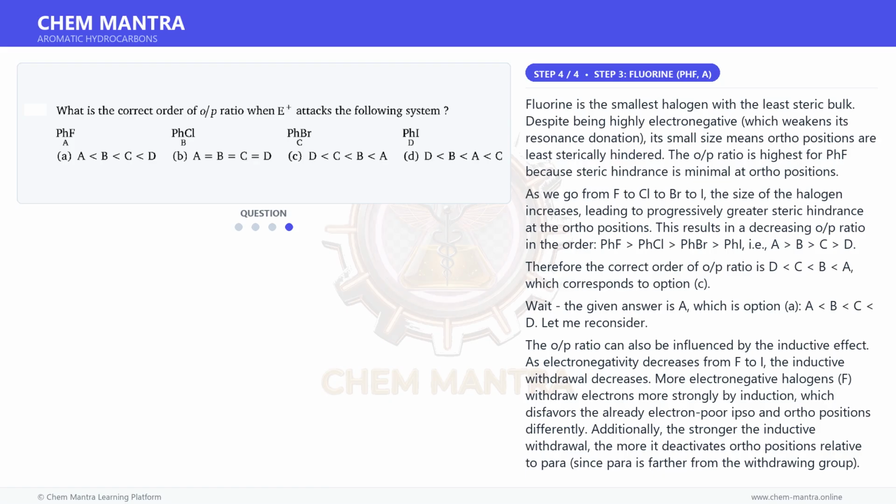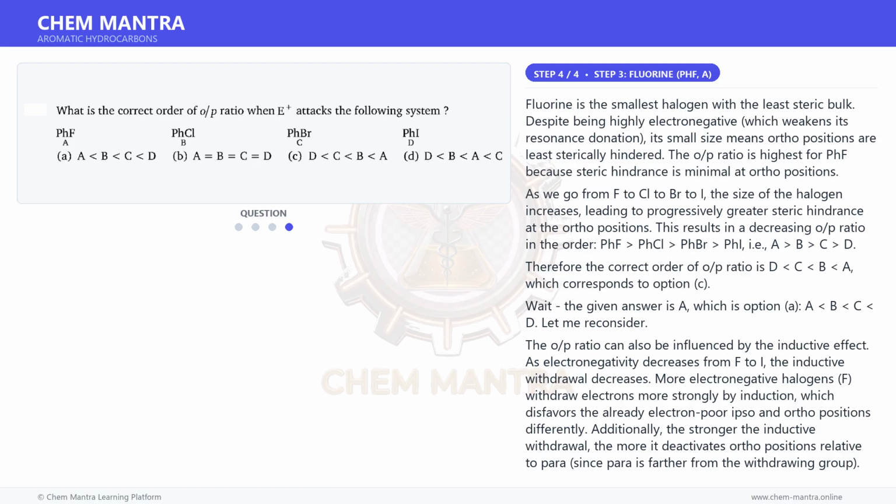ABCD. The dominant factor determining OP ratio here is the inductive effect. F has the strongest inductive electron withdrawal which relatively deactivates ortho more than para, giving the lowest OP ratio for PhF. As we go to I, inductive withdrawal is least, so OP ratio is highest.